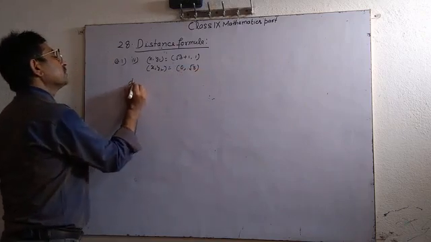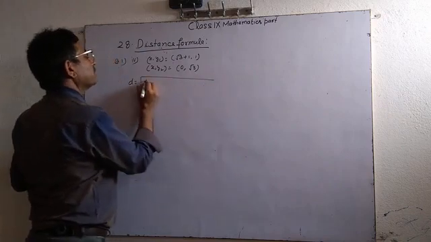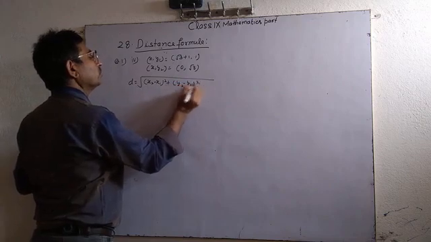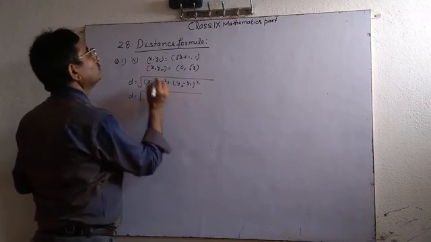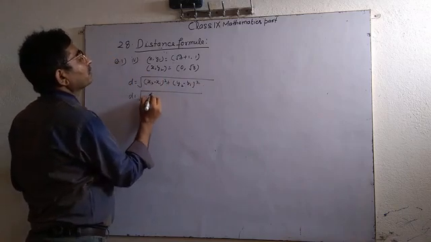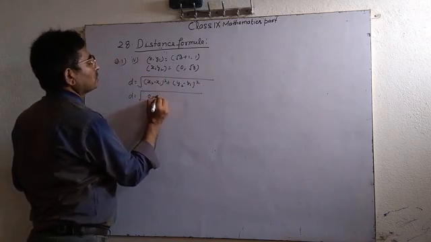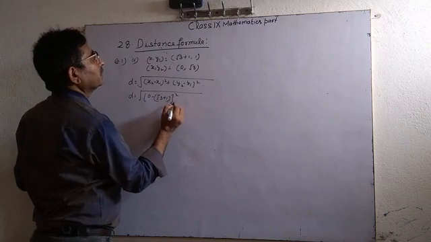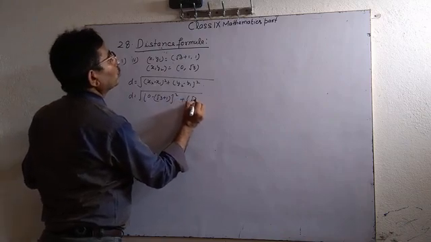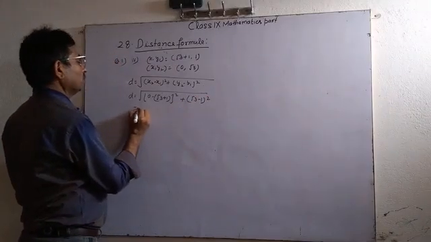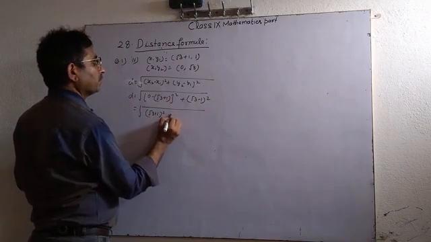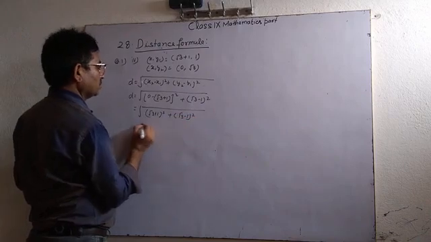Find the distance between these 2 points. Then d equals root of x2 minus x1 whole square plus y2 minus y1 whole square, which is 0 minus root 3 plus 1 whole square plus root 3 minus 1 whole square. Now this is root 3 plus 1 whole square plus root 3 minus 1 whole square.